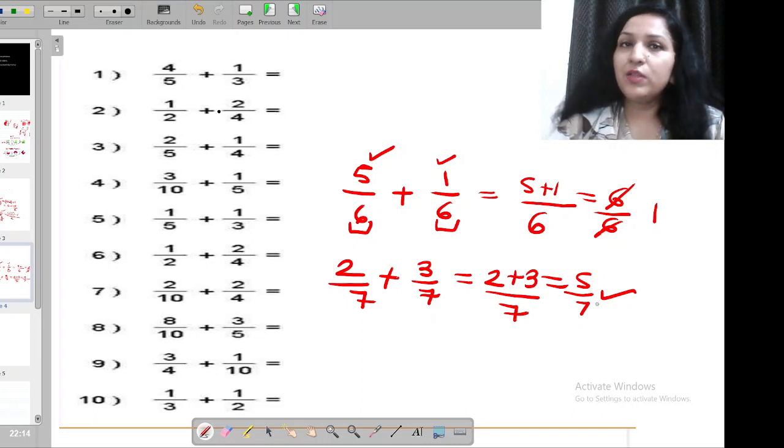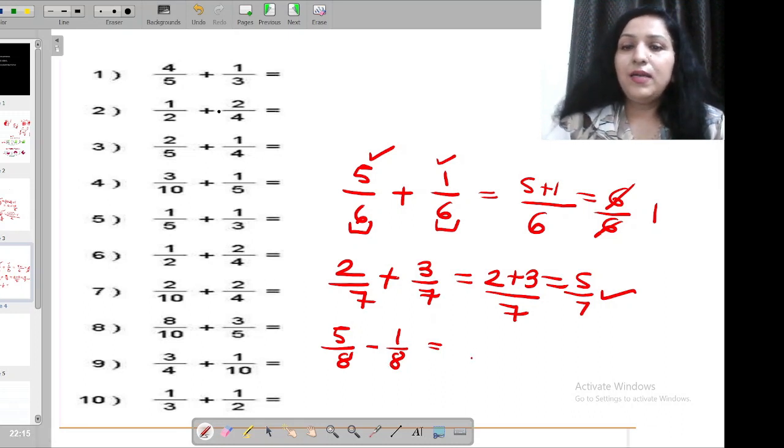Now 5 and 7 both do not come in any common table, so that's the final answer. In the previous question, 6 and 6 can be divided, so I divided further and the answer was 1. Similarly, if my question is 5 by 8 minus 1 upon 8. Till now, we have done addition of like fractions. Now, this is the subtraction of like fractions. They are like because the denominator is the same.